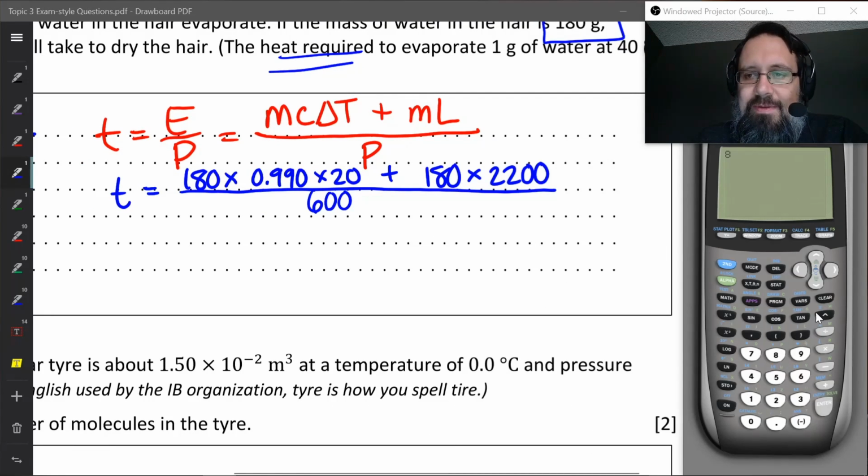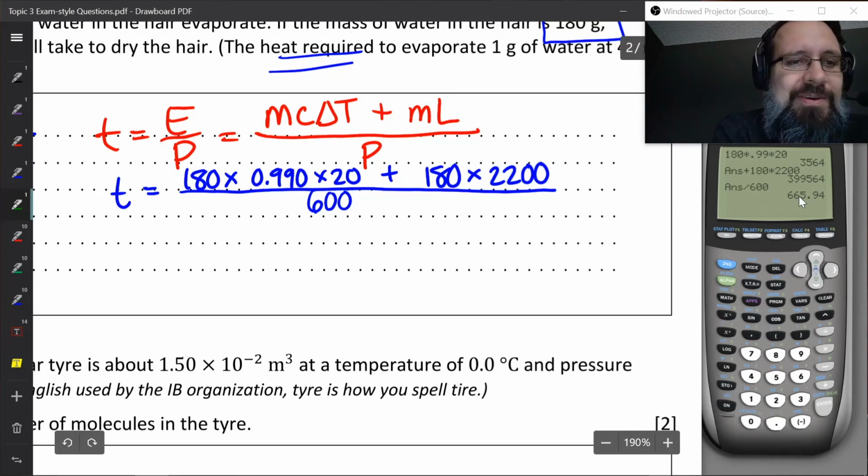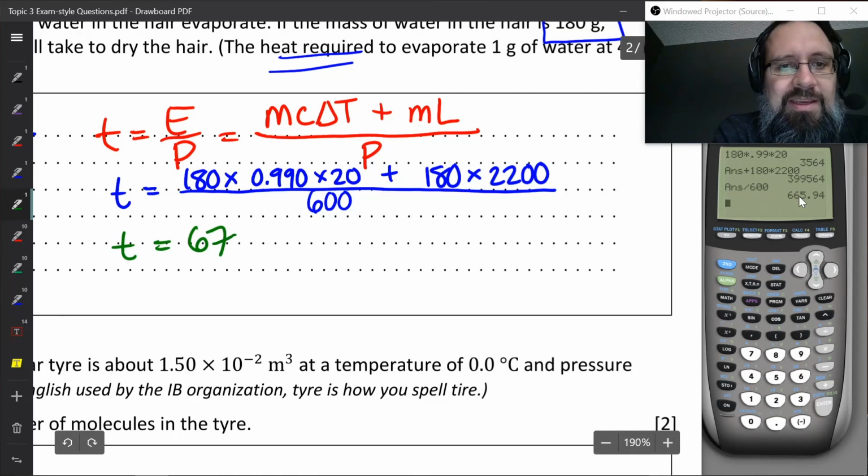Here we go. So 180 times 0.99 times 20. We're taking that plus 180 times 2200, and then that's going to get divided by 600. So that's going to give us a time in seconds. We probably don't want that in seconds, but let's just leave it in seconds anyway. So T is going to equal about 670 seconds.